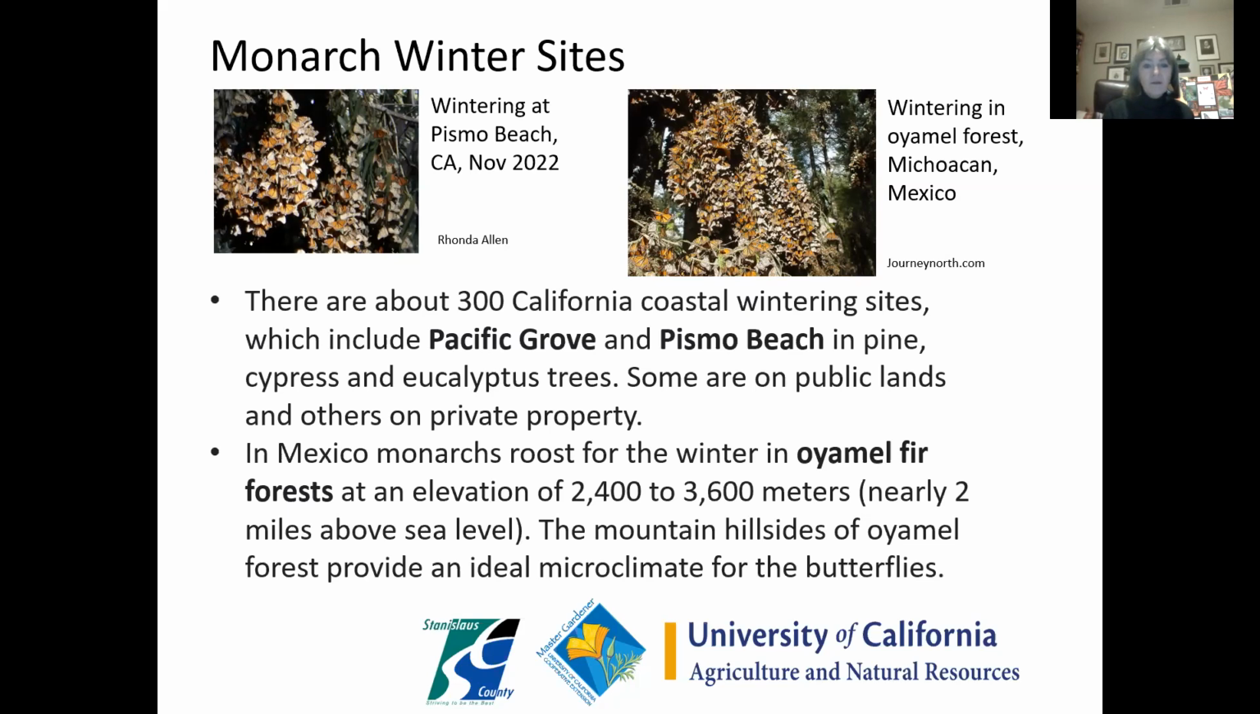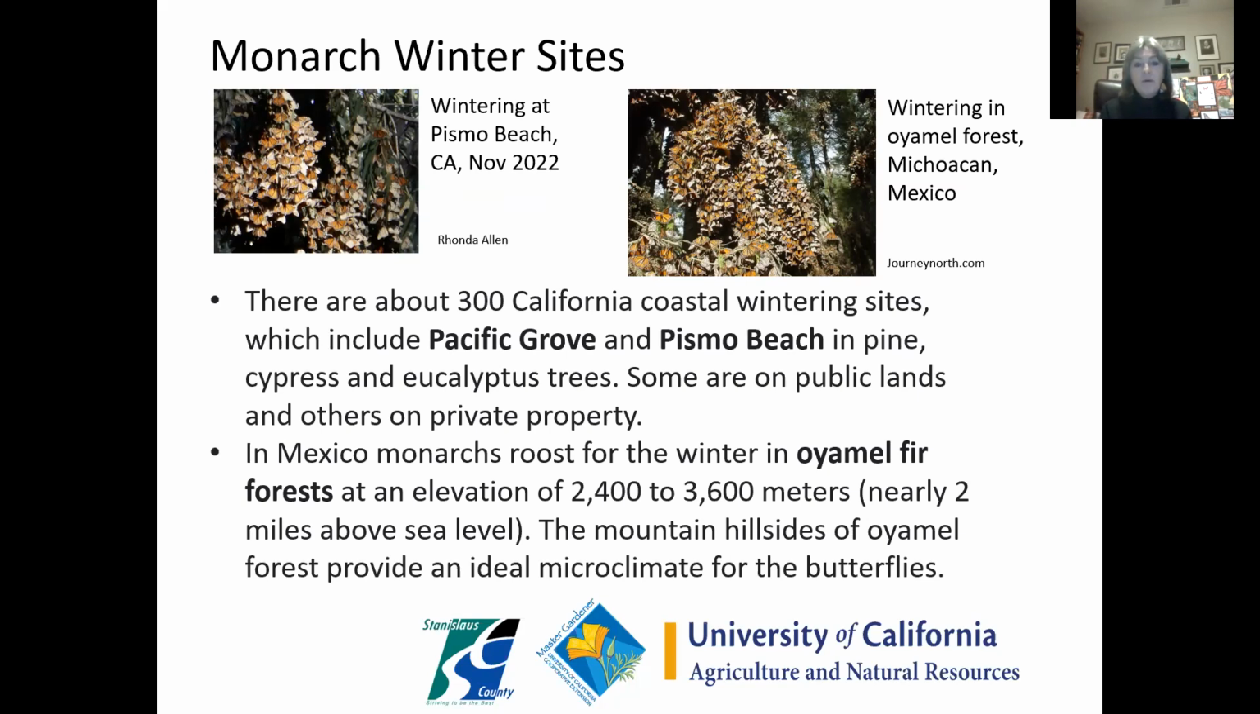If you go in early October, you may see nothing because the butterflies may not arrive by then. It probably hasn't been cold enough by then. So if you wait till November, you're more likely to see a good amount of butterflies in those cypress and pine trees in Pacific Grove. I went mid-November to Pismo Beach for the first time, and there's a lot of eucalyptus trees. There's also some cypress and pine, but it's mostly eucalyptus.